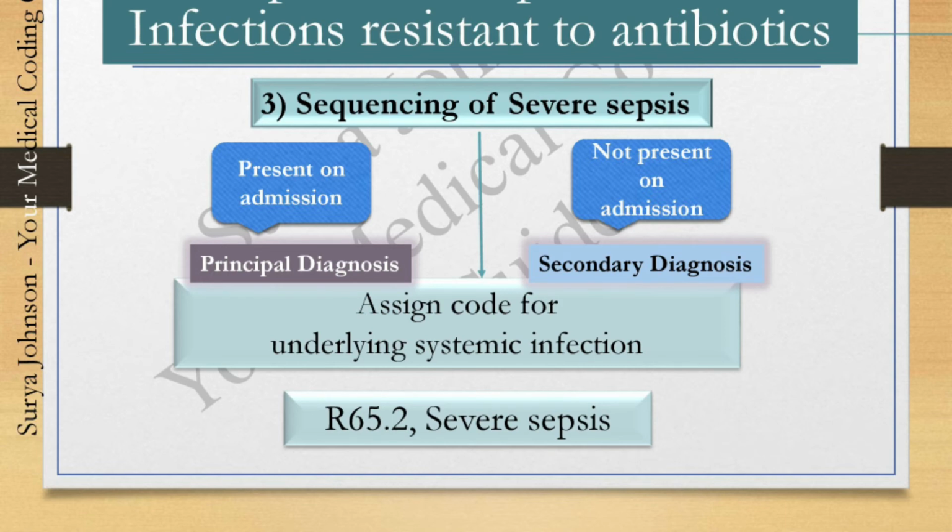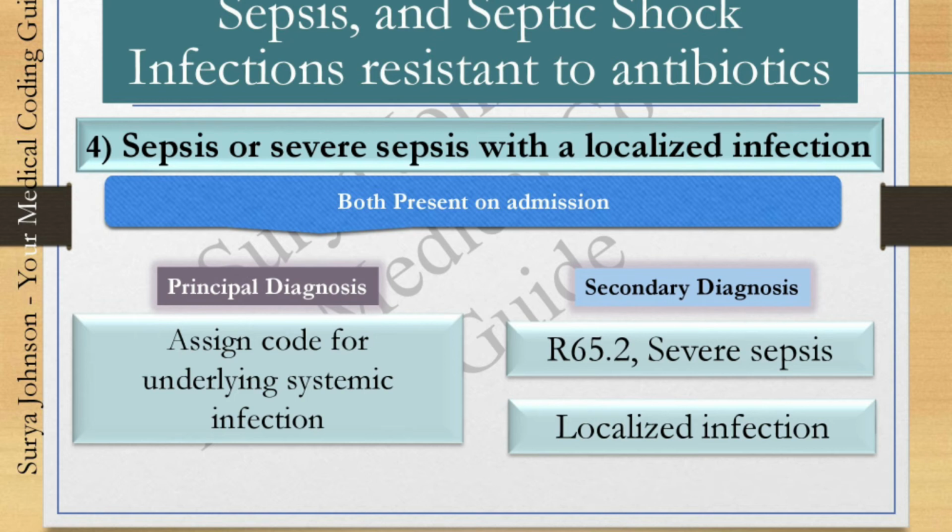The next scenario is sepsis or severe sepsis with a localized infection. For example, the patient has sepsis or severe sepsis, and at the same time has some other localized infection unrelated to the sepsis or severe sepsis. In this scenario, we should code the underlying systemic infection as principal, then secondary will be R65.2, severe sepsis, followed by the localized infection. Here, what are we following? Both conditions are present at the time of visit, so we consider the severity scenario. You will choose the principal diagnosis based on the severity.